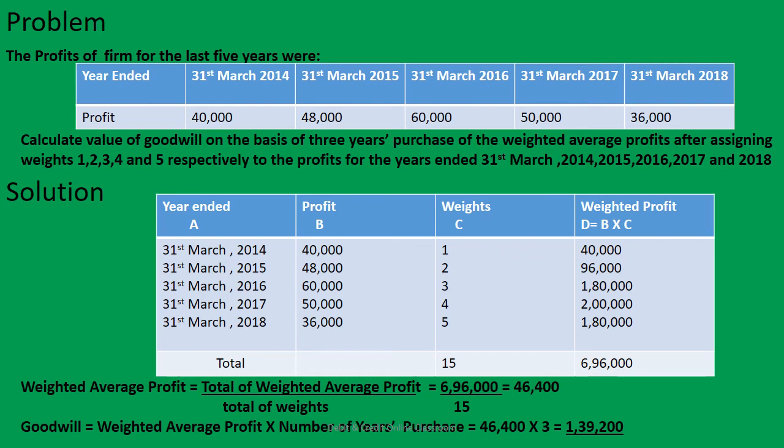Now let us find out the weighted average profit. Weighted average profit is equal to total of weighted profit, 6,96,000, divided by total of weights, that is 15. So 6,96,000 divided by 15 will get 46,400. Now goodwill is equal to weighted average profit into number of years purchase, that is 46,400 into 3, that is 1,39,200. So that 1,39,200 is the value of the goodwill.